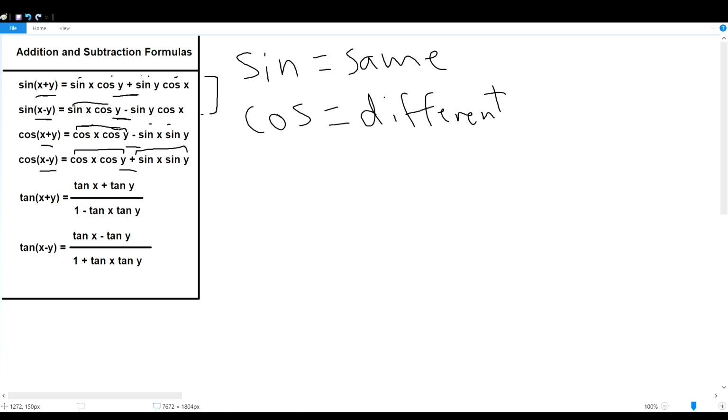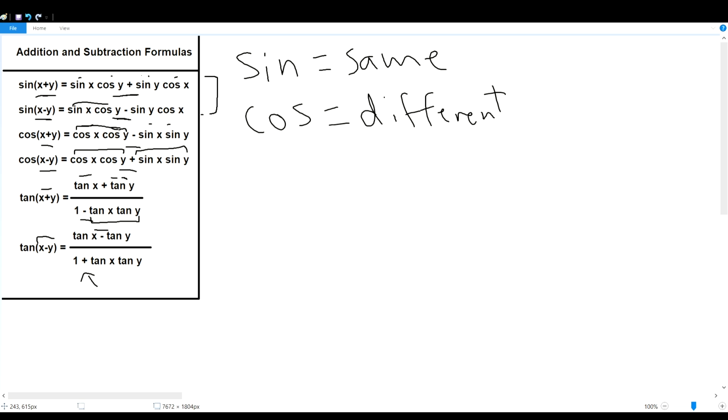Okay, now the tangent is a little different. So you've got the tangent of x plus the tangent of y if it's addition, over 1 minus the tangent x, tangent y. Now if it's minus, like over here, the signs are flipped. So this is a minus, and this right here is a plus.